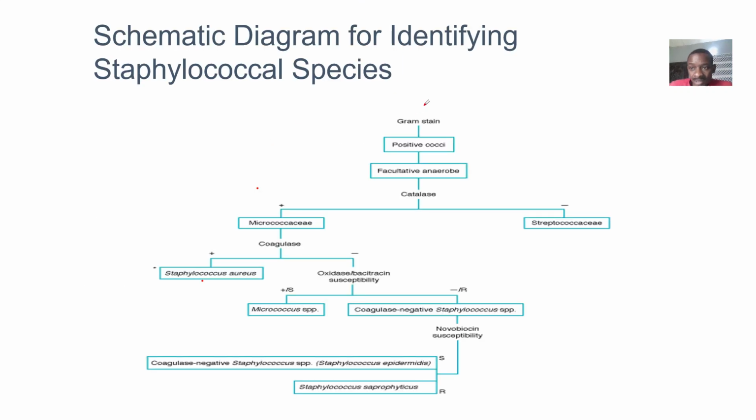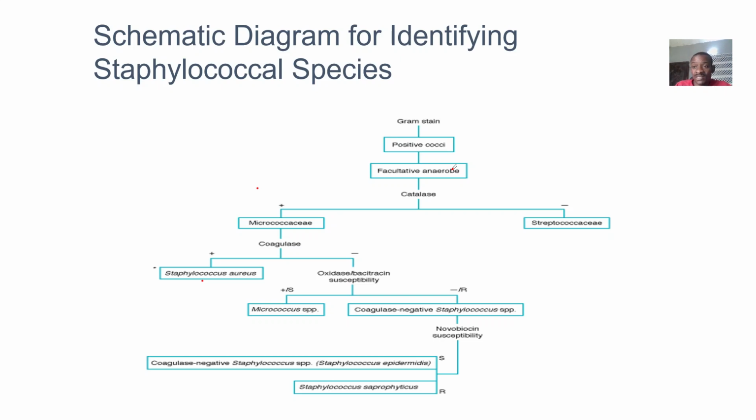So when you do a Gram stain, there are some bacteria that could be negative, there are some bacteria that could be positive. Now, the Staphylococcus bacteria actually fall under the positive ones, right? So when you do this, you could actually find out that some are facultative anaerobes. When they say something is a facultative anaerobe, it means that it can grow with or without oxygen. There's no problem. Then they produce catalase.